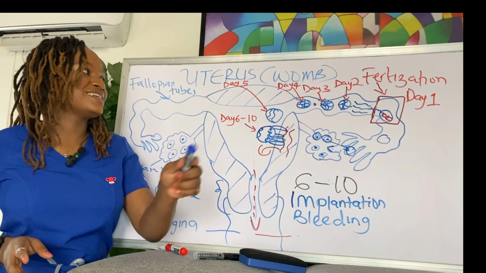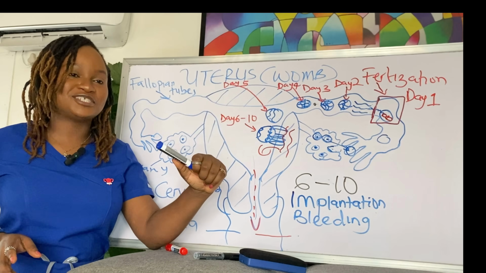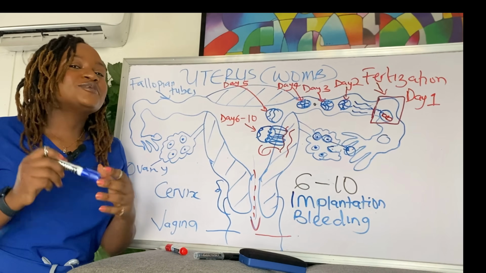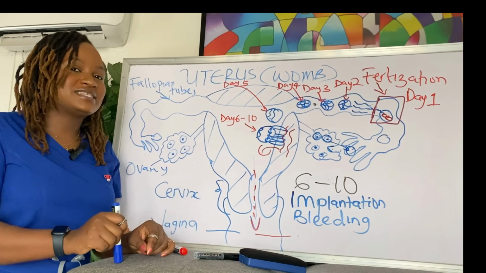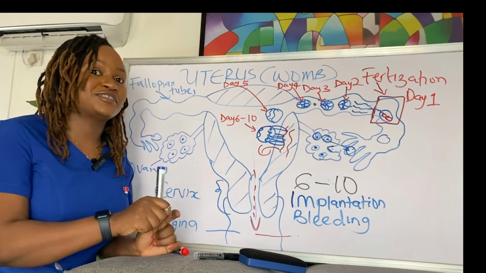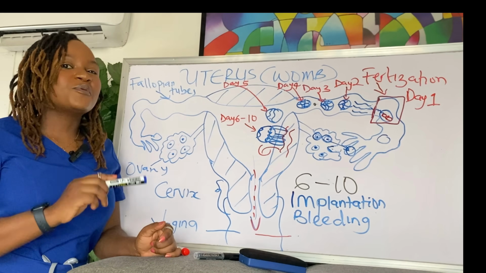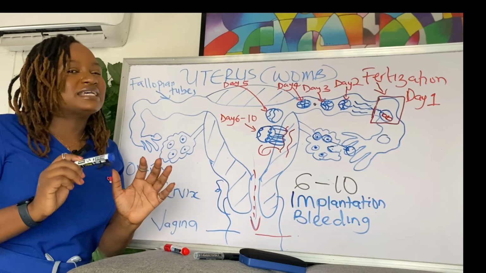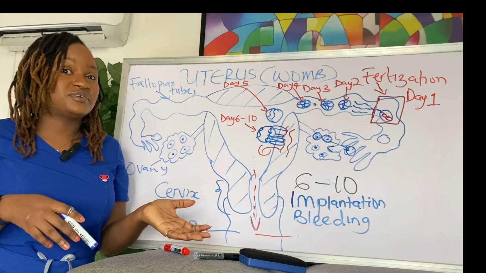Remember I said that implantation occurs 6 to 10 days after ovulation. So you will now calculate when you ovulated, and then you calculate the day you are seeing the blood. If it is anytime from 6 to 10 days after ovulation, then it is most likely implantation bleeding. But when you now start seeing blood 13 to 14 days after ovulation, then it's most likely your period blood.